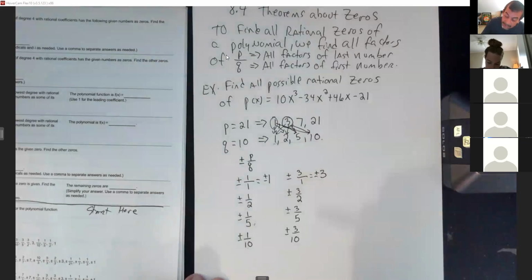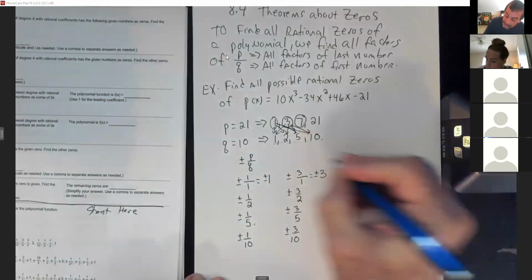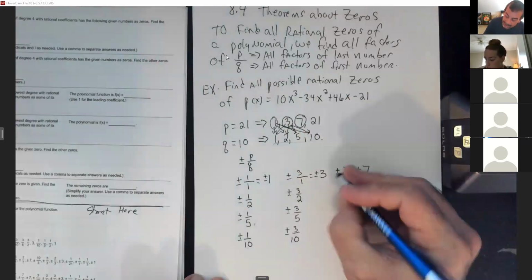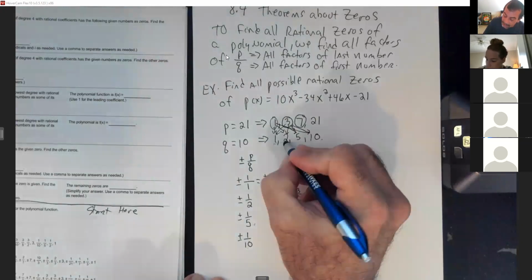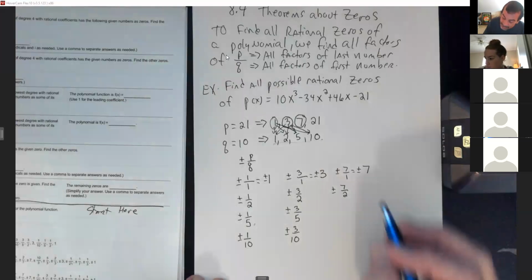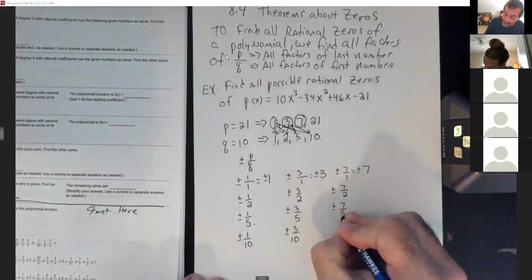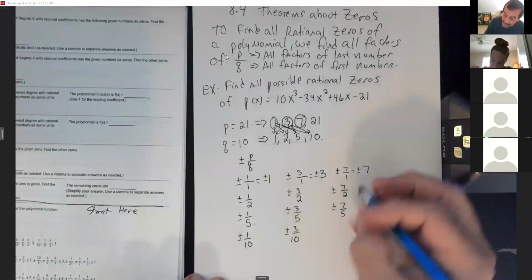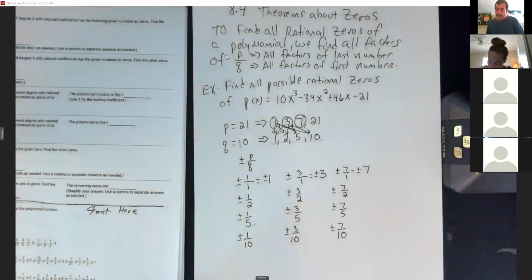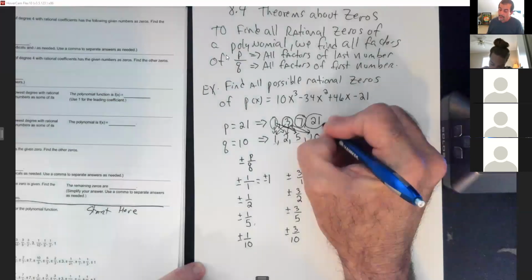Now we got to move to the 7. So plus or minus 7 divided by the 1 gives me a plus or minus 7. Plus or minus 7 now divides by the 2. So that doesn't reduce. Plus or minus 7 now divides by the 5. And then finally, plus or minus 7 divides by the 10. All right, so that's 3 of those factors done. So now we got to work on the last one, which is our 21.